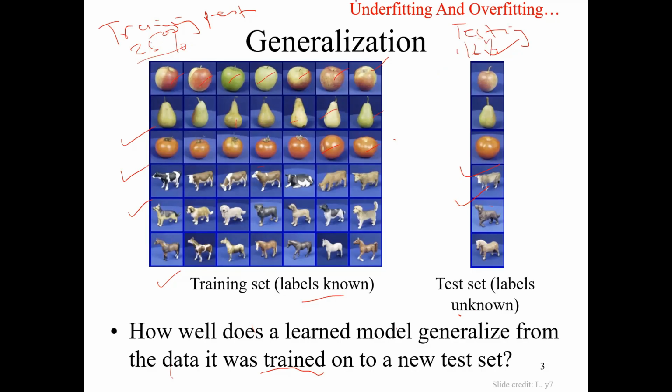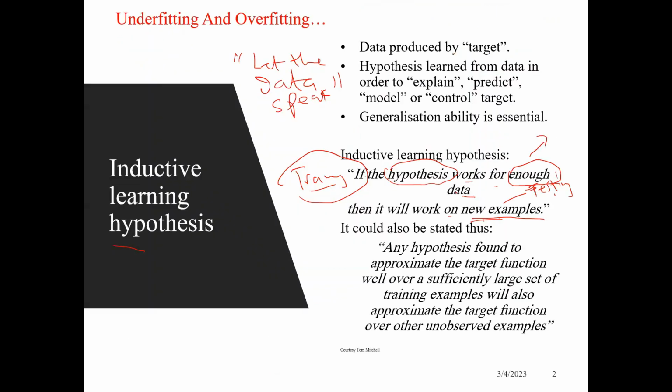In this case, we say this is underfitting. It means your model is not able to understand what is inherent in that data. It's not able to model the data effectively. And then we go back to the hypothesis that if it works for enough data, it means the hypothesis doesn't work for this data because of what you are getting. You see, it's not working for it.